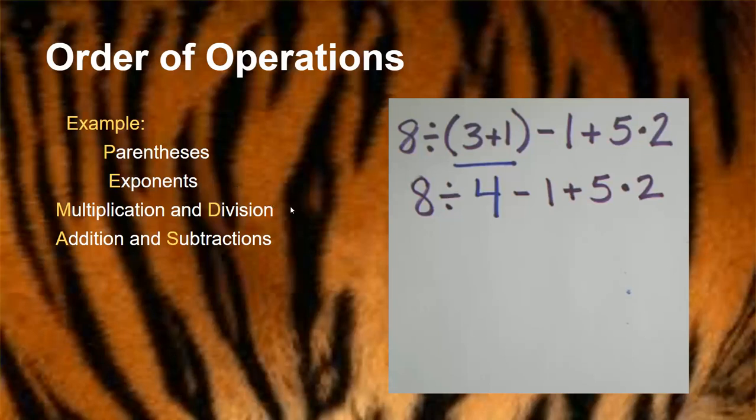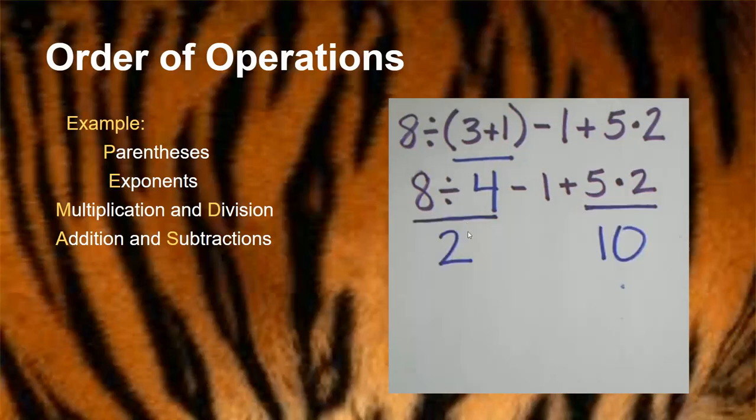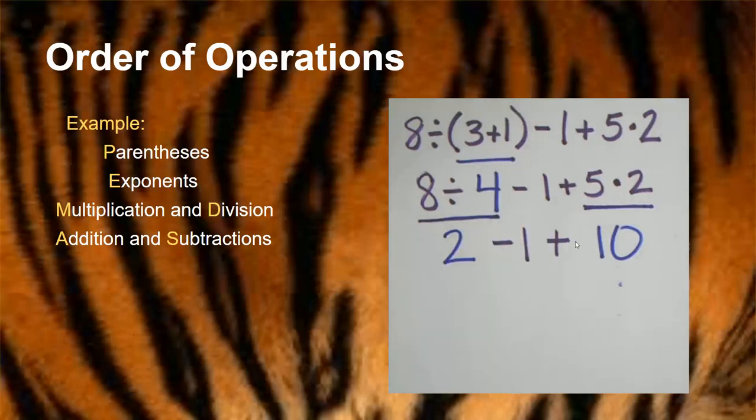Next, multiplication and division. We have to do them at the same time from left to right. So you start on the far left and you work your way right. It says 8 divided by 4. Do that first, and you get 2. Then 5 times 2 is 10. Now rewrite minus 1 and the plus in the middle.